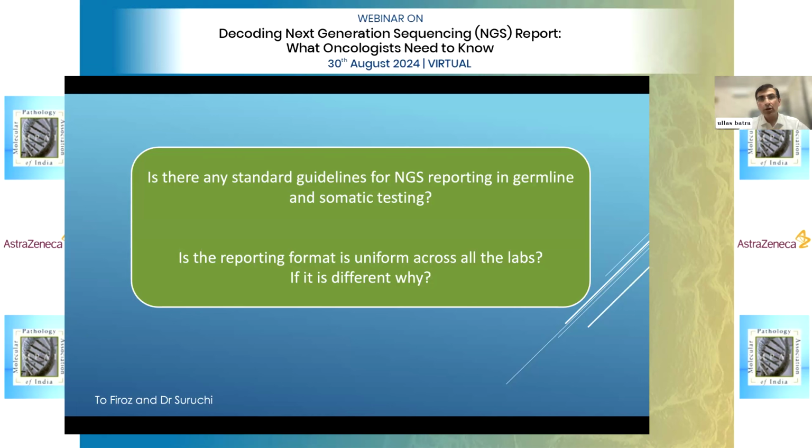Dr. Suruchi, there's a question for you. What is GIM score, Dr. Suruchi? If I'm understanding it correctly, is it related to HRD? Yes, for the HRD. Yeah, it's a genome aberration score, which we calculate based on the genomic signatures that we observe across the genome by SNP profiling or CNV profiling.